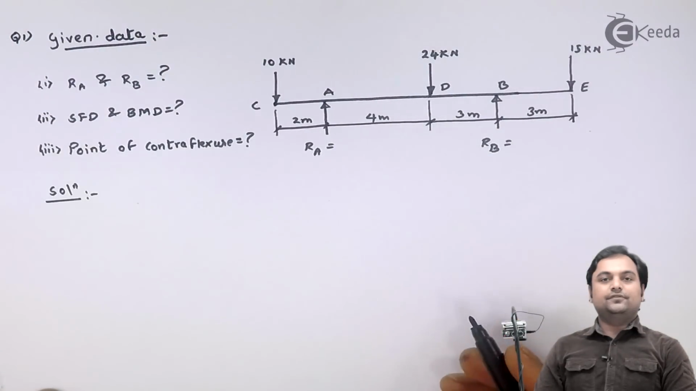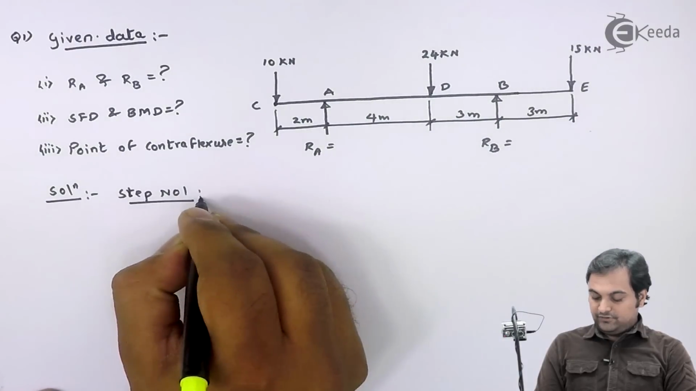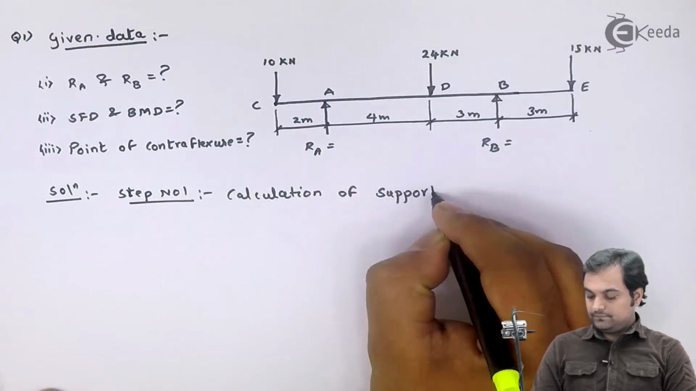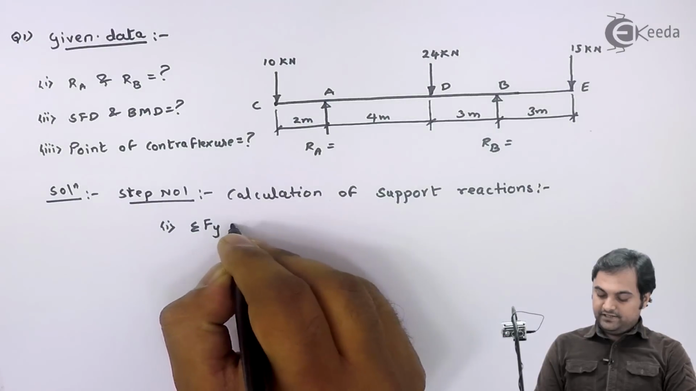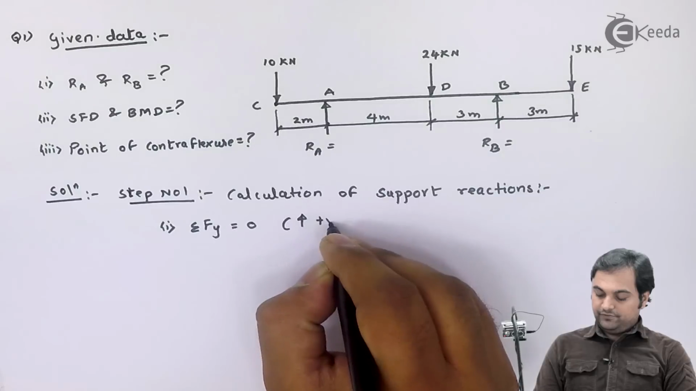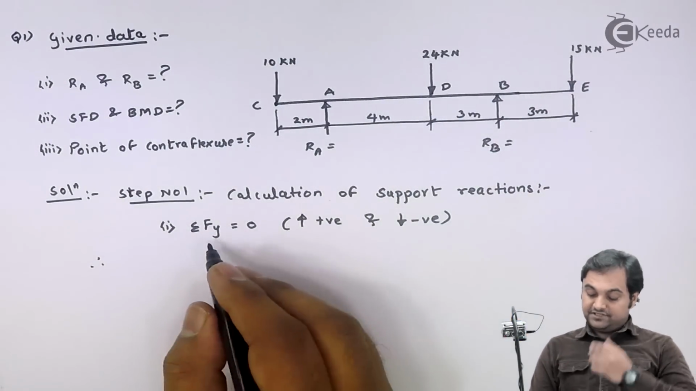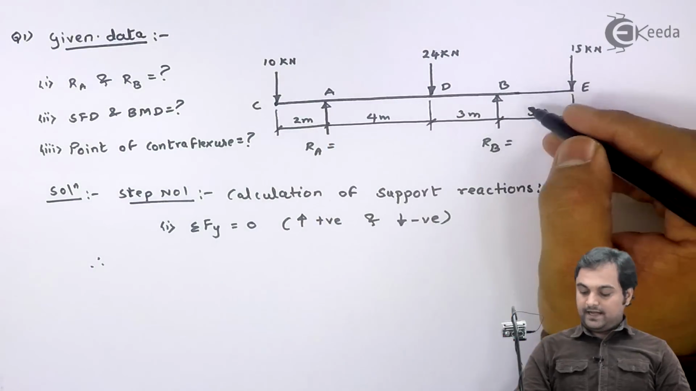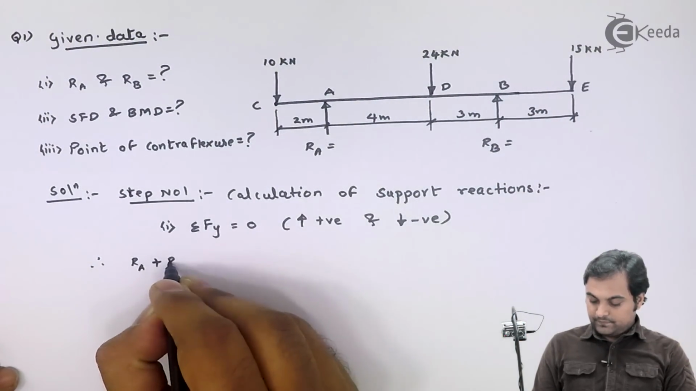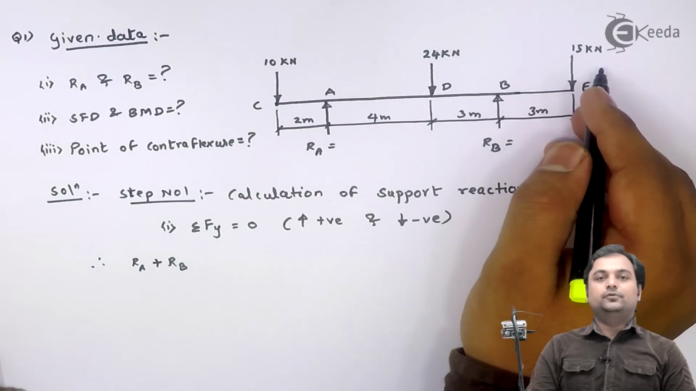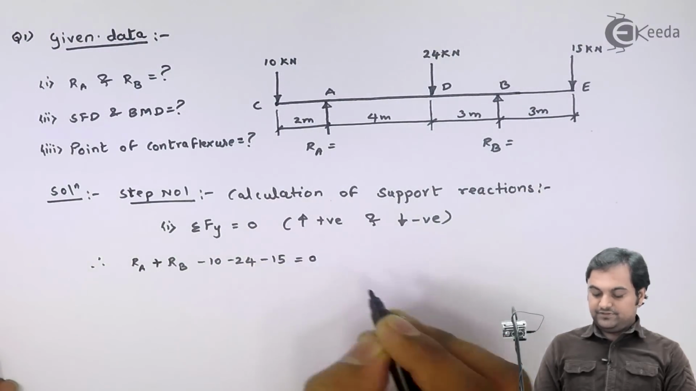I'll say that for the equilibrium condition of the beam, that is my step number 1, calculation of support reactions. Here I will say that for the equilibrium condition, first summation of Fy is equal to 0, where I will treat upward forces positive and downward forces negative. So therefore I have the sum of vertical forces as Ra is upward, Rb is upward, so both are positive. That is Ra plus Rb. 10, 24 and 15, they are downward, so negative. Minus 10, minus 24 and minus 15 is equal to 0.